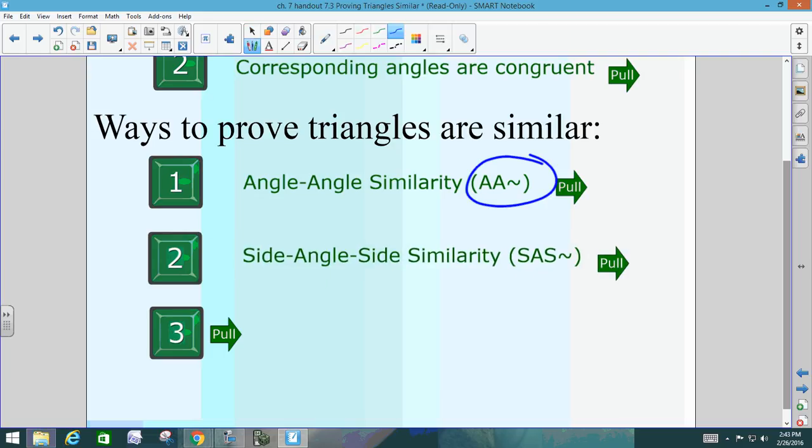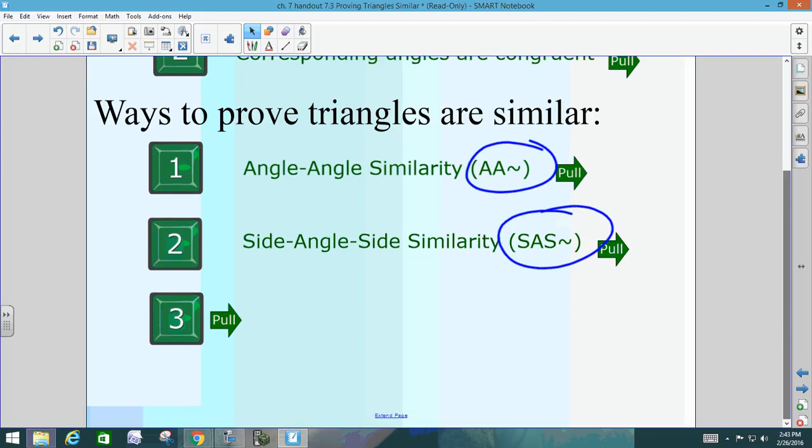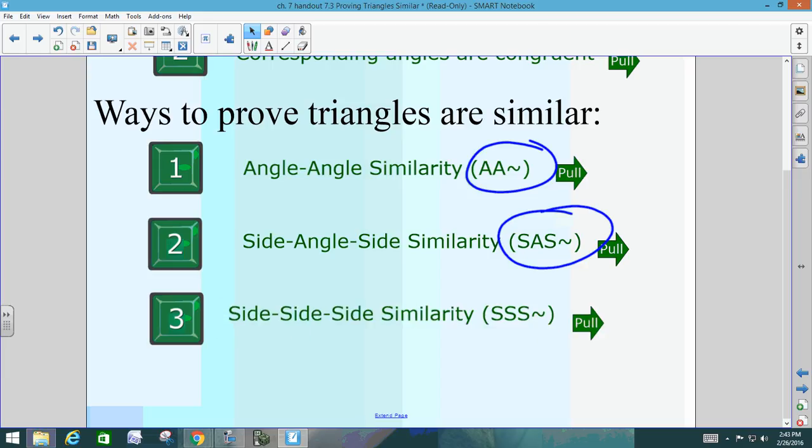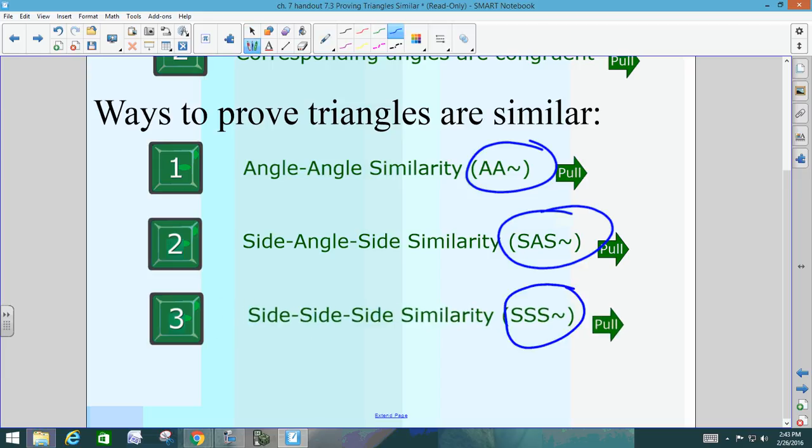Side angle side similarity. You need to have two pairs of sides that are in proportion, and then the angle between them has to be congruent. Kind of like your side angle side when we proved them congruent, but instead of the sides being equal, they have to be in proportion. And then your last way is side side side similarity. As long as all three pairs of sides are in the same proportion, then the triangles are similar. You don't have to worry about looking at the angles.